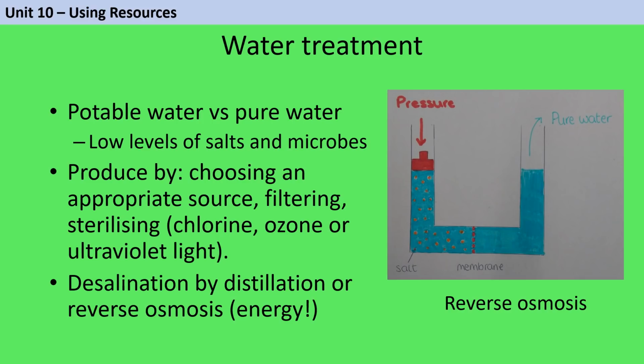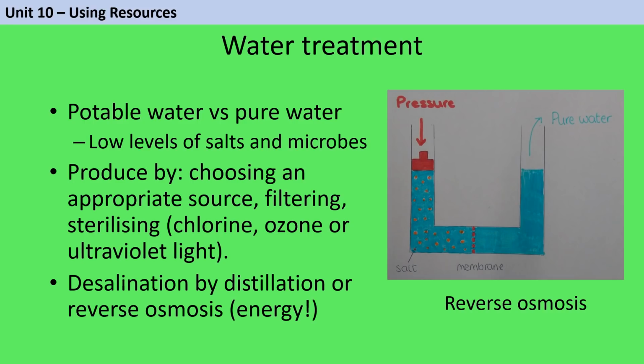In order to make potable water or drinking water from rivers and lakes, we start by choosing an appropriate source, then filtering it to remove solid matter and sterilising it using chlorine, ozone or ultraviolet light. We can also make potable water from seawater by a process called desalination, which means removing the salt, and there are two ways this can be achieved.